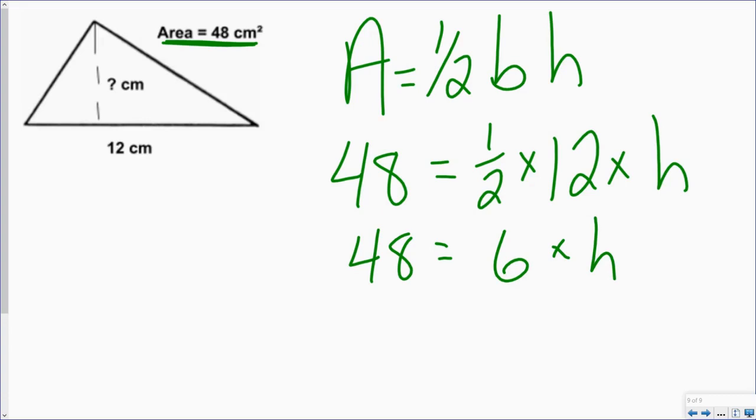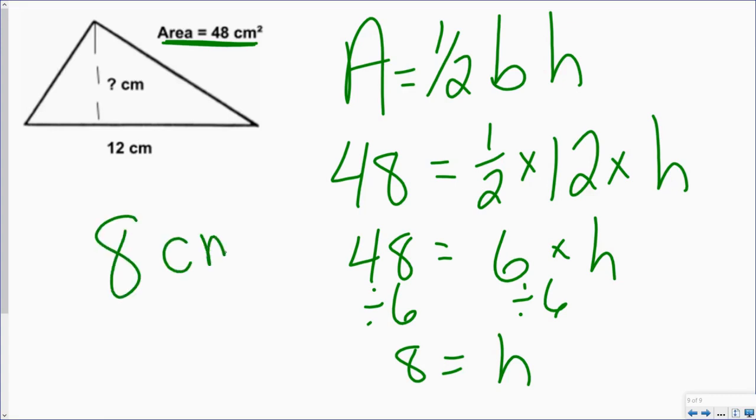Then I need to do the inverse, and so I'm going to divide by 6, and that gives me 8 equals h. So 8 is my height, so my answer would be 8 centimeters. I'm not going to square that because I'm only looking for the height, not the entire area.